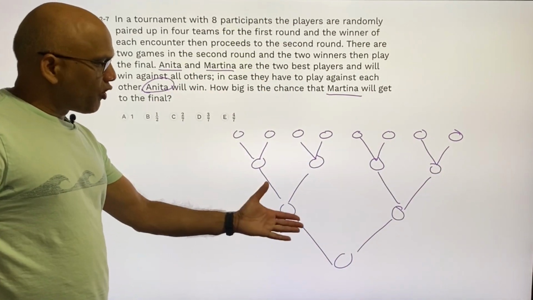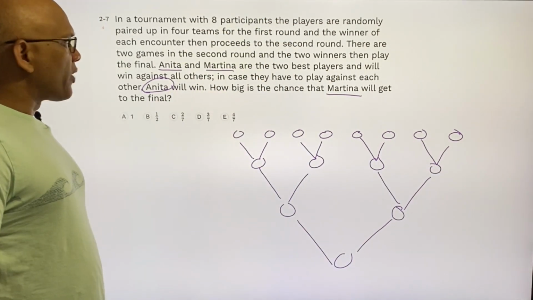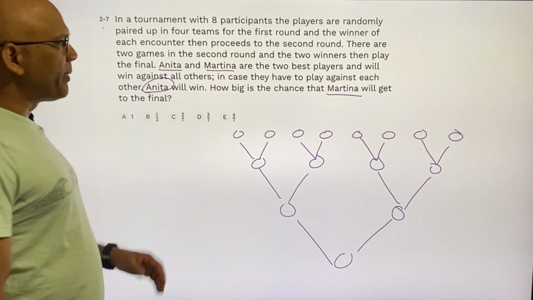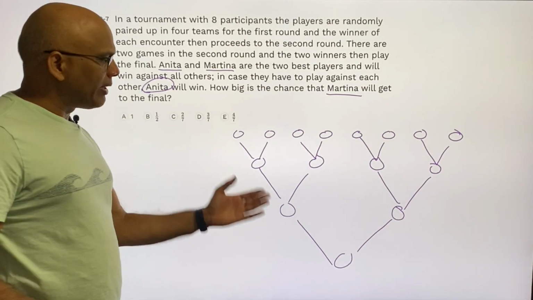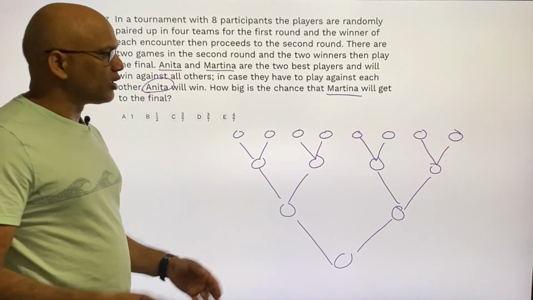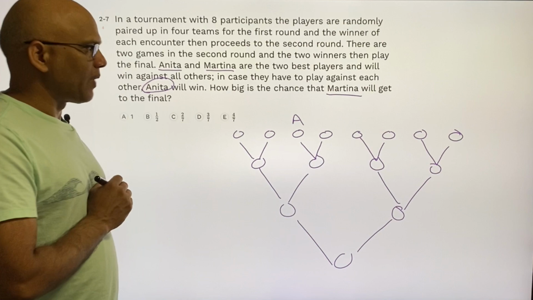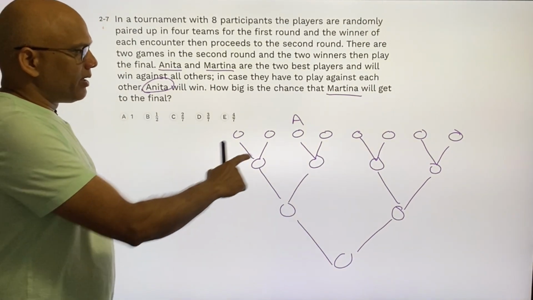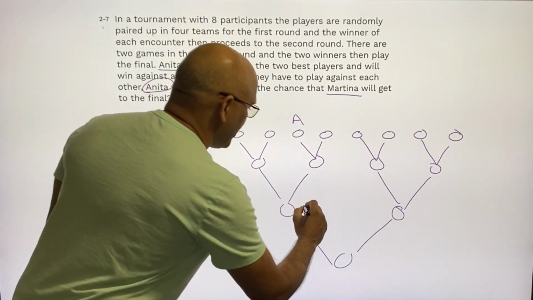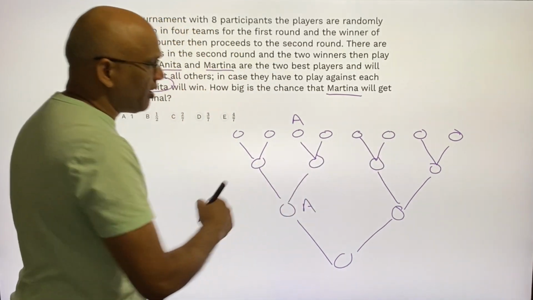All right, so this is going to be the game structure. One thing to note is that no matter where Anita is, she will get to the final because she is the best player. So let me try to pick a spot for her. Let's say this is A. Now, she is going to definitely get here because she is the best player.